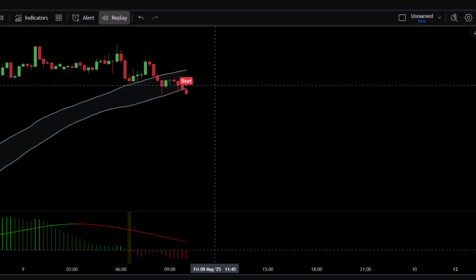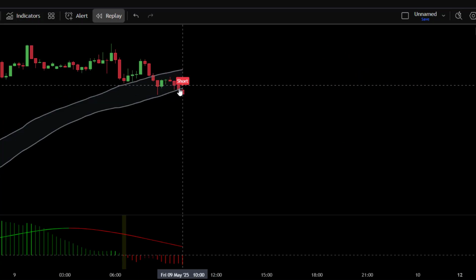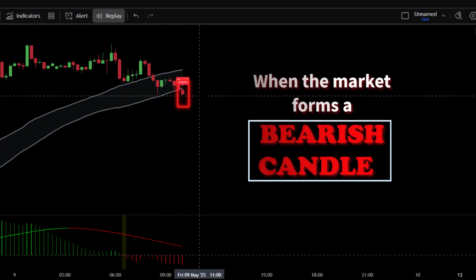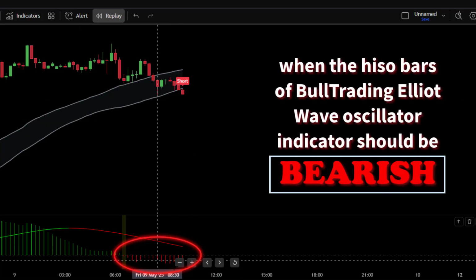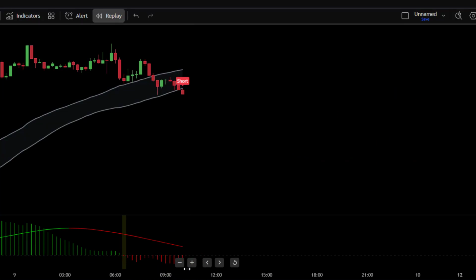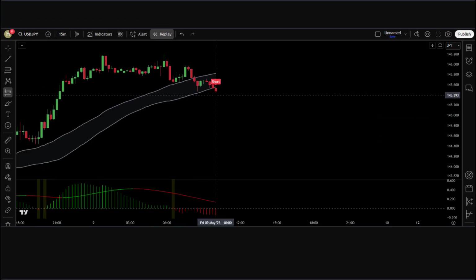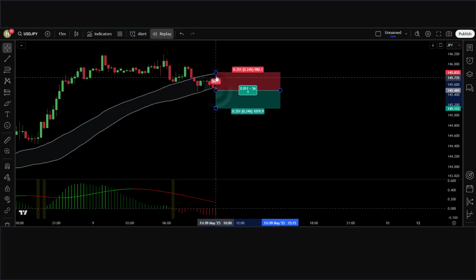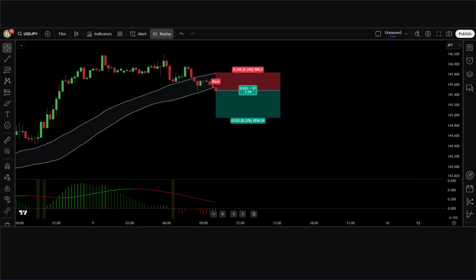Now, let's understand the concept where we will take buy and sell trades based on their conditions. When the IU Smart Flow System indicator has given us short signal, when the market has formed a bearish candle, when the ISO bars of BullTrading Elliott Wave Oscillator indicator are bearish, if this condition is fulfilled, then we will place sell order. Our stop loss will be placed at the IU Smart Flow System indicator of 8 bull line. And the risk to reward ratio will be 1:1.5.